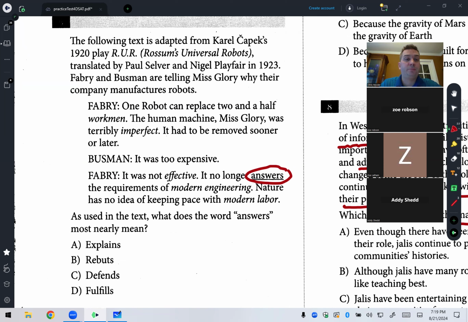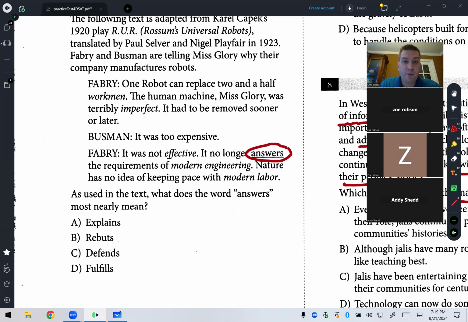Fabry: One robot can replace 2.5 workmen. The human machine, Miss Glory, was terribly imperfect. It had to be removed sooner or later. Busman: It was too expensive. Fabry: It was not effective. It no longer answers the requirements of modern engineering. Nature has no idea of keeping pace with modern labor.